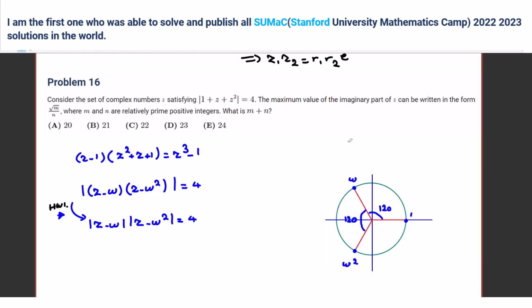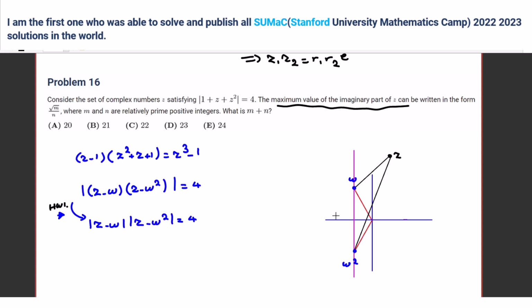Let's erase all the things that we don't need. We know omega 1 and omega 2. And we have, for example, a straight line. So it says z minus omega times z minus omega squared, the product is 4, right? And it says the maximum value of the imaginary part of z. So, for example, suppose z is here, and z, this length times this length is 4, okay?